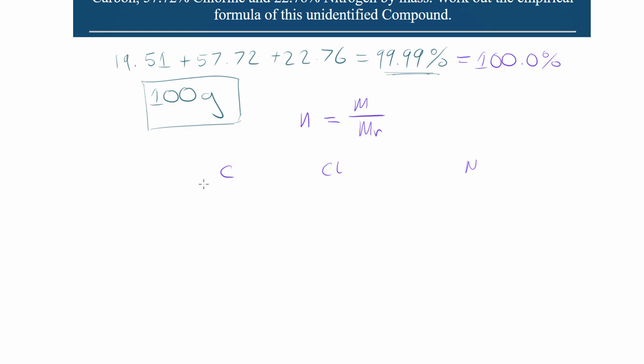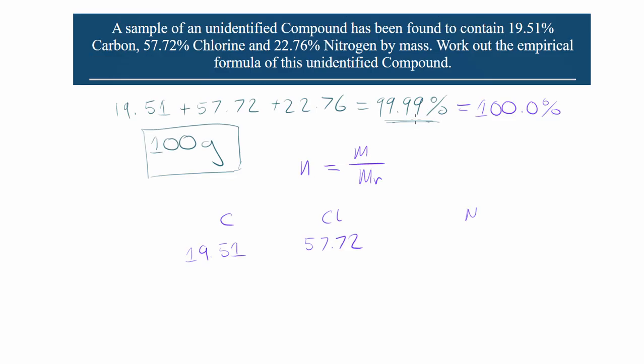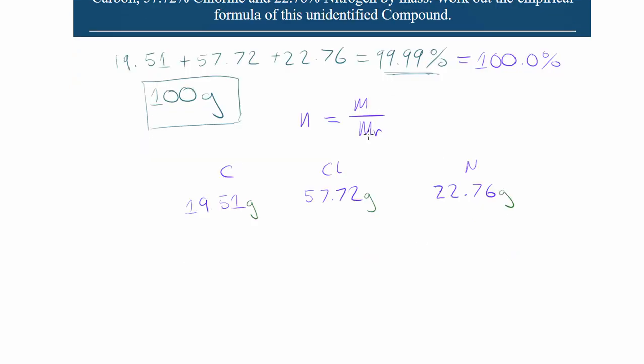And in this case, for carbon, we've got 19.51. For chlorine, we've got 57.72, as it says in our question. And for nitrogen, we've got 22.76. Okay. And based on our assumption, we know that all of these are measured in grams. Now we need to get the molar masses, right? Because what we want to do is divide these by the molar masses. This way we can get the molar amounts of each of these.